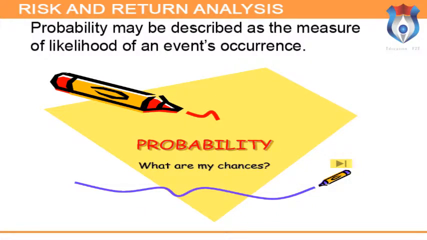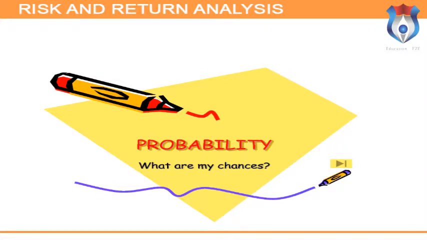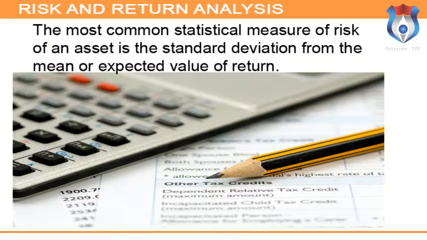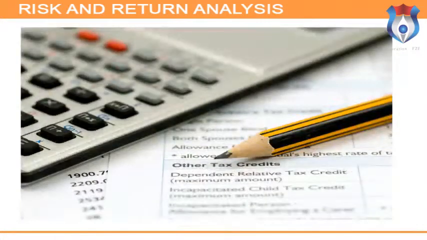Probability distribution. Probability may be described as the measure of likelihood of an event's occurrence. The risk associated with an asset can be assessed more accurately by the use of probability distribution than sensitivity analysis. Standard deviation. The most common statistical measure of risk of an asset is the standard deviation from the means or expected value of return. It represents the square root of the average squared deviations of the individual returns from the expected returns.